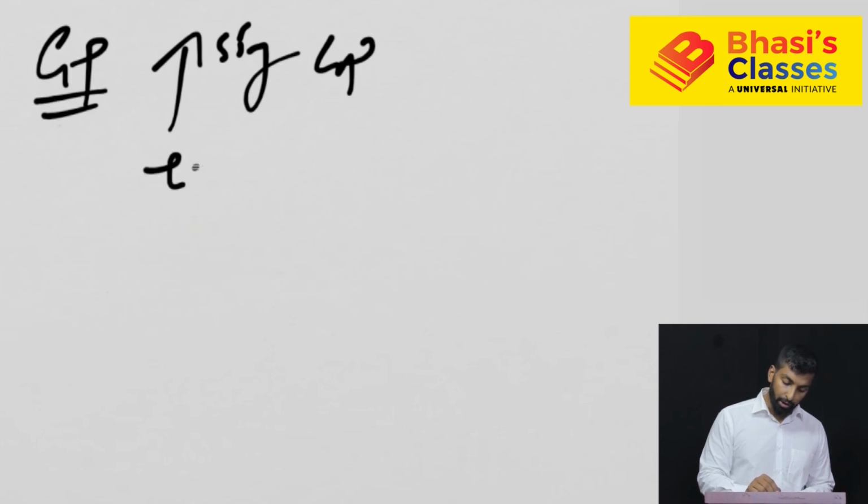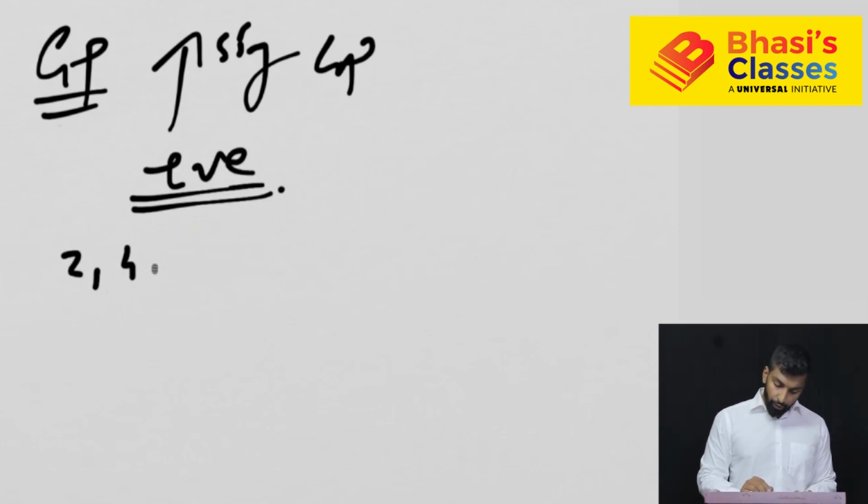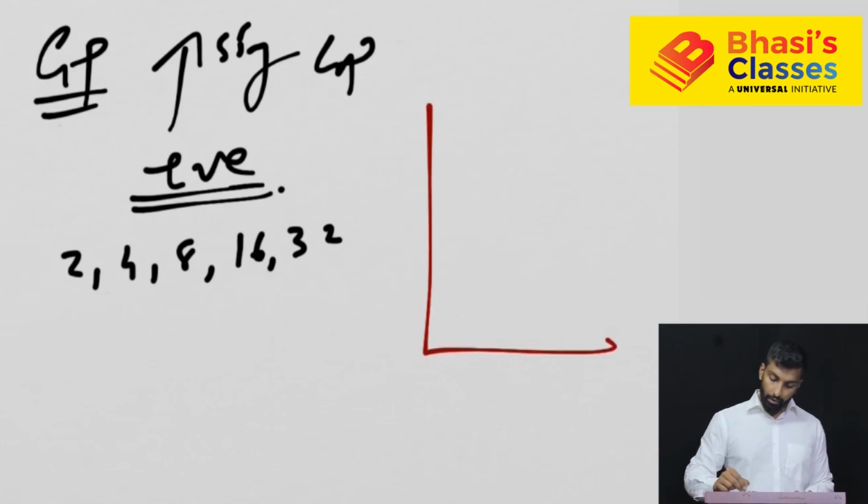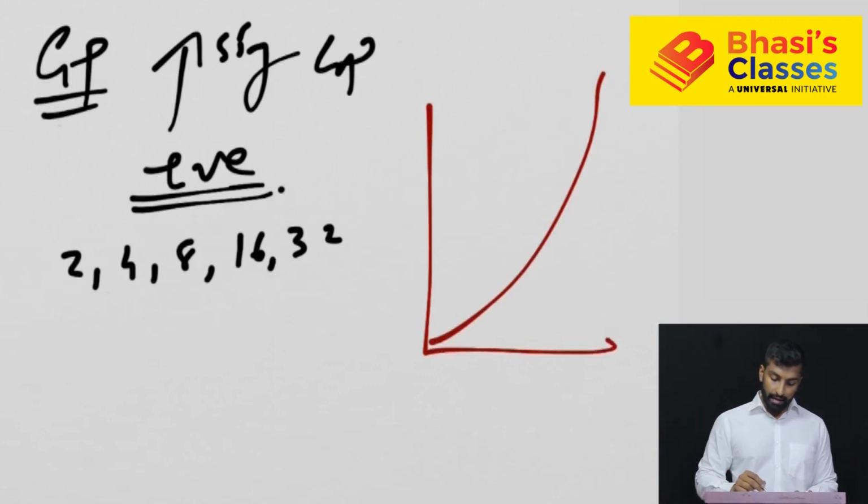What about GP? Increasing GP starting with positive. You can take 2, 4, 8, 16, 32, etc. Right? How will it look? It will look like this, right? If on the y-axis you take the sum and on the x-axis the number of terms, the graph looks like this.